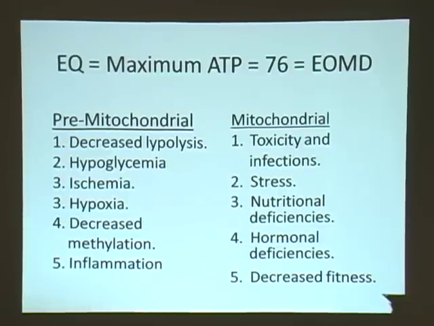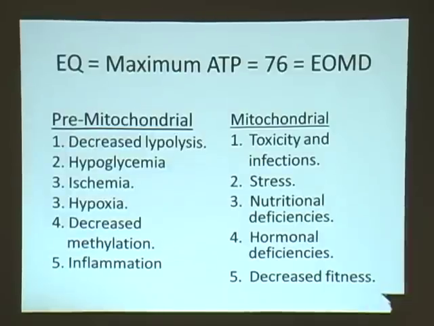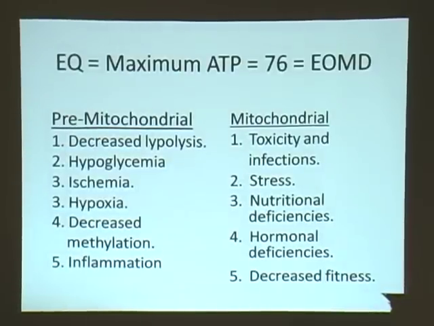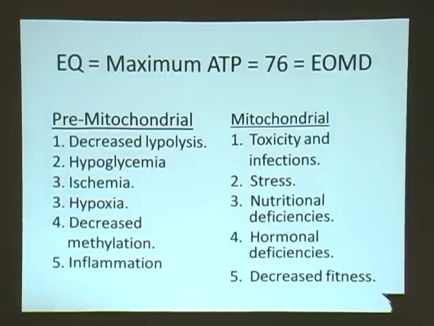This slide comes from the first couple of parts to this lecture series. There are two basic reasons that would drive a man like this to have EOMD. One is things that happen before the mitochondria, things that happen outside of the mitochondria. And the other is things that happen in the mitochondria itself. So in terms of things that happen pre-mitochondrial, these are the kinds of things that could bring him to this. Now, I, as his physician, am going to have to figure out which one of these things is playing a role in him and come up with a program that works for those things.